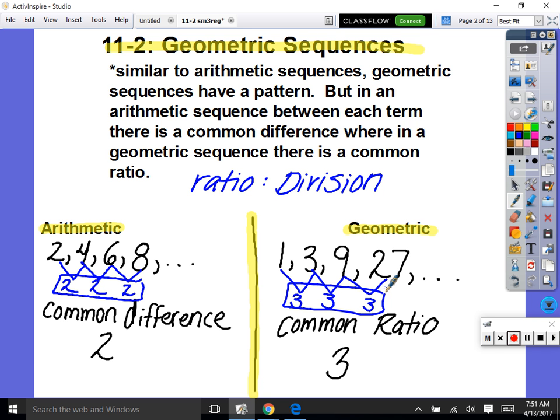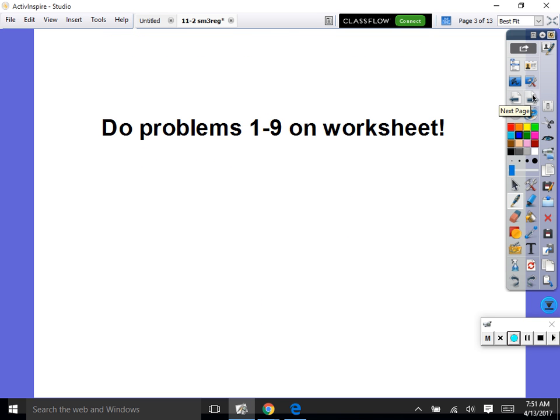There are sequences that are arithmetic, there are sequences that are geometric, there are sequences that are neither, because they don't have a common difference or a common ratio. All right, so what I want you to do is go to your worksheet, do problems 1 through 9. You're just going to tell me, is the sequence geometric? Yes or no? And if it is, then tell me the common ratio. Ready, set.